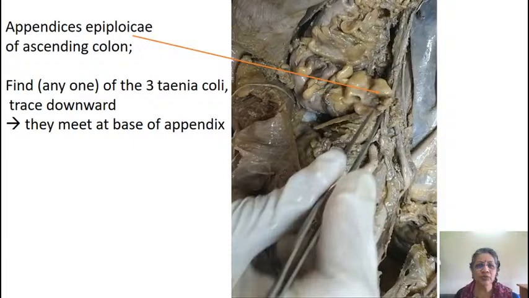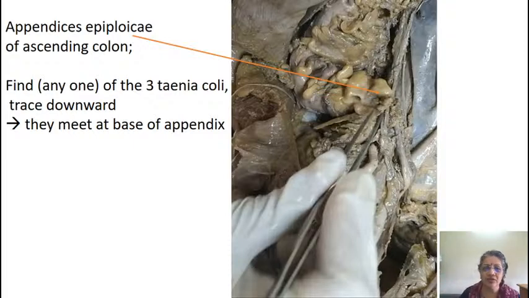Srinivas Reddy would have shown you in the large intestine. If you take any one tinea and trace it downward to the cecum, it will come to the root of the appendix. In fact, all 3 tinea, posteromedial, posterolateral, anterior, will come down and meet and continue as a continuous longitudinal coat on the appendix.